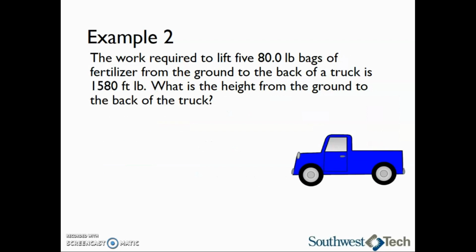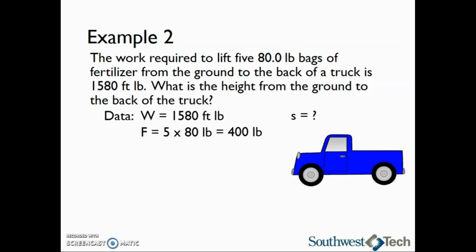The work required to lift 5 80-pound bags of fertilizer from the ground to the back of a truck is 1,580 foot-pounds. What is the height from the ground to the back of the truck? Like usual, the first thing we want to do is write down all of the information we are given. The work in this problem is 1,580 foot-pounds. In this problem, the force is being applied vertically because we are lifting the bags up, not pushing them sideways. Since the force is being applied vertically, the force we need is actually going to be the total weight force of all of the bags of fertilizer. We can find the total force applied by taking 5 bags times 80 pounds per bag. This gives us a total force of 400 pounds.